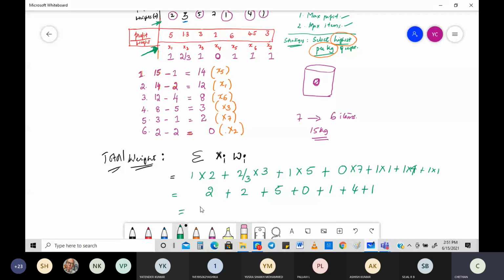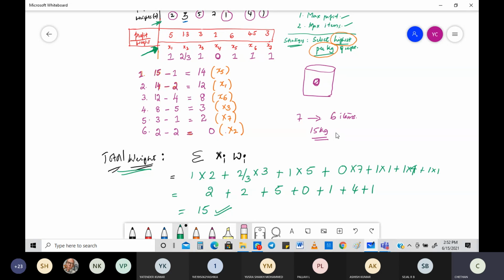Are you getting 15 kgs? Yes. The total weight was the summation of Xi into Wi. Did you get 15? Yes. You got neatly 15 kg without any problem. But what is the thing I told you? You need to select the maximum items. You have selected 6 items. Good, that's not a problem.